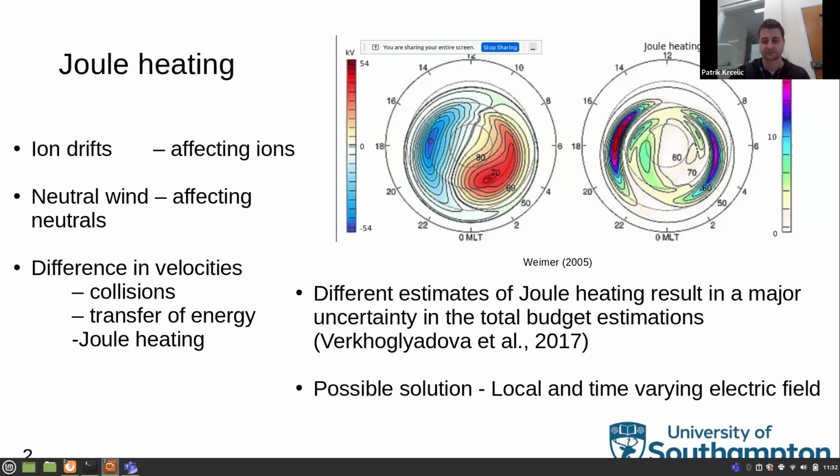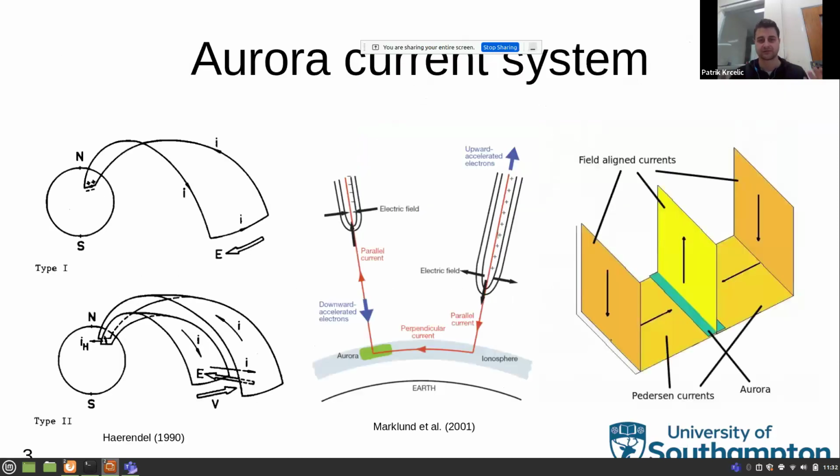So aside from cross-polar cap potential, we also have the auroral systems, and these are the two. On the left here, we have the two main types of current system causing the aurora. We are more inclined to believe that the second type is more correct. In the middle here is basically the same thing, just a cross section, and you can see that the aurora is associated with this upward current, and then we have the ionospheric perpendicular current, or Pedersen current, and the electric fields associated with that current will cause the ion drifts.